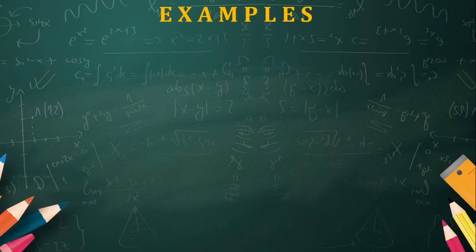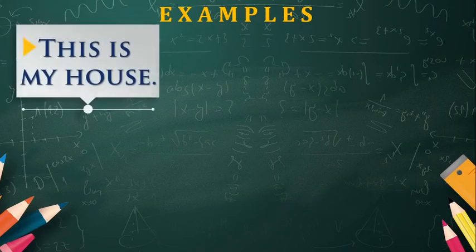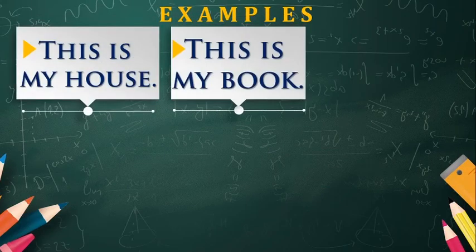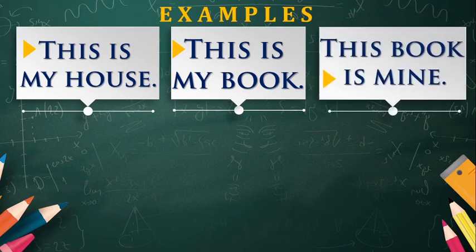For example, this is my house. This is my book. This book is mine. In this example above, you see my there shows possession. My book, my car, my house. Now, this book is mine. The pronoun mine there shows possession.